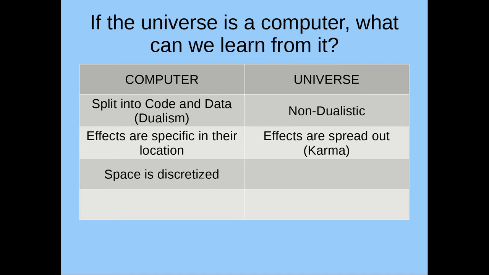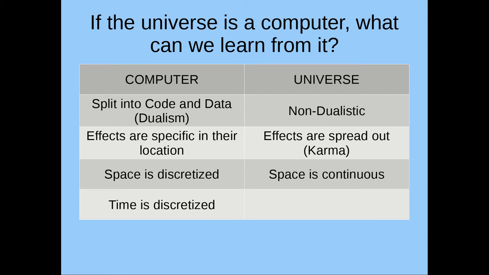In a computer, space is discretized. Instructions are stored at locations 0, 1, 2, 3, and there's nothing in between, right? The universe, space seems to be continuous. Now, quantum effects, who knows? But for most of our view of the universe, space flows continuously. You can pick any two points, and there's a point in between them. So that's different. And the same with time.